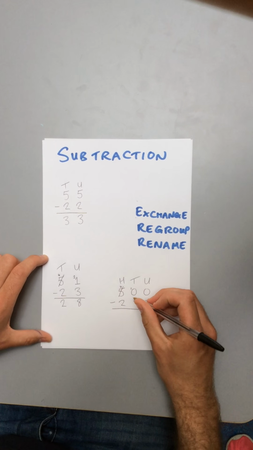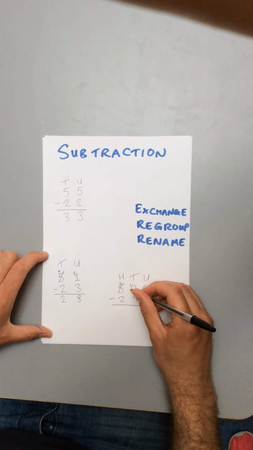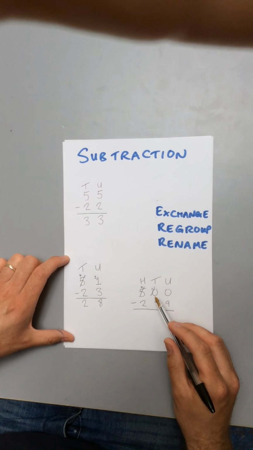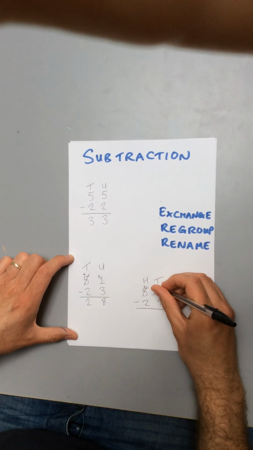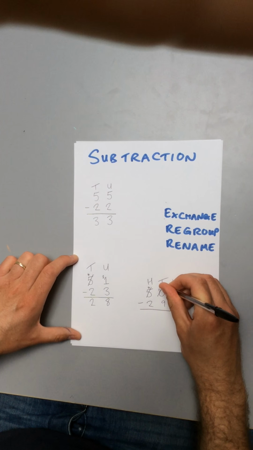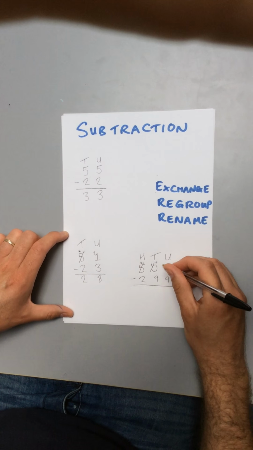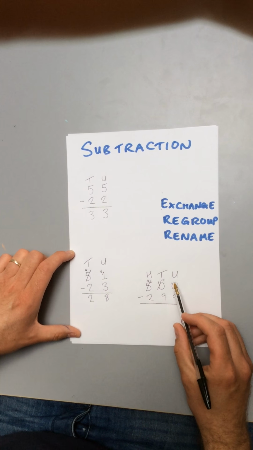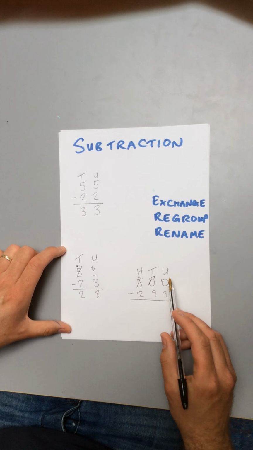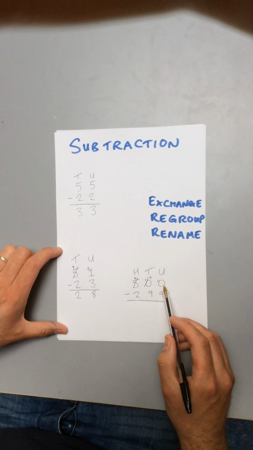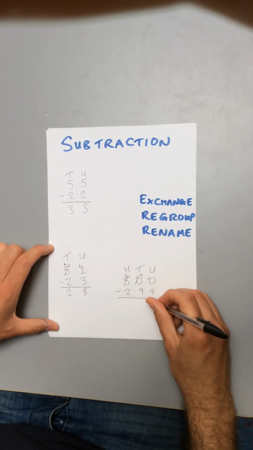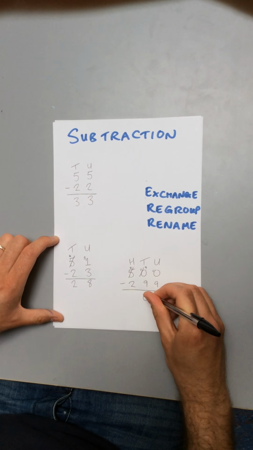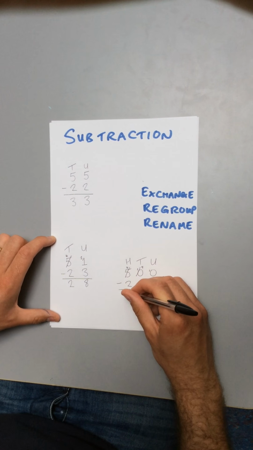Now I can exchange here. So I will cross this out. So it was 10 tens and now it can become 9 tens as I regroup it, bringing one of my tens here to my units. Now I have 10 units. And that can be renamed as 10 units. So 10 take away 9 is 1. 9 take away 9 is 0. And 4 take away 2 is 2.